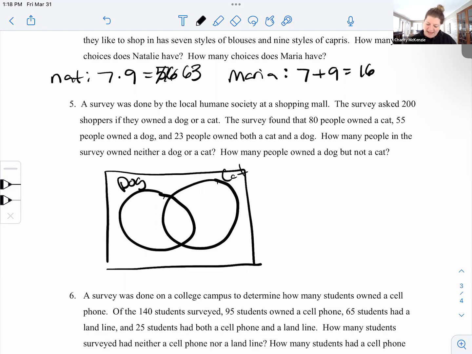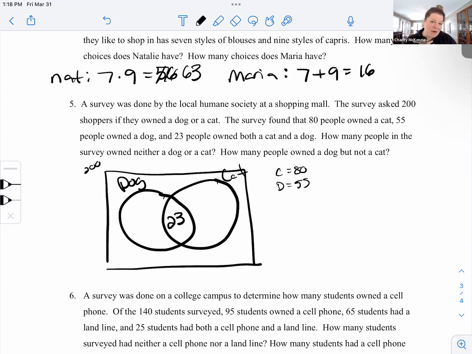So it says the survey asked 200 shoppers. So in the whole thing, you have 200 in the universe, like the whole thing, right? And the survey found 80 people owned cats. So that entire circle with the cats is going to be 80, and 55 people owned dogs, and 23 people owned both. So we're going to put 23 there, and we're going to think about this. So 23 people owned both.